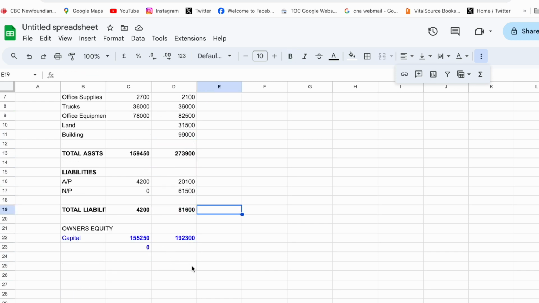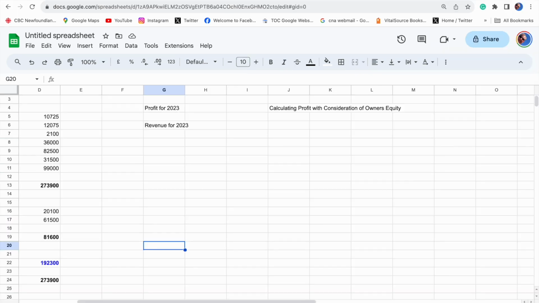Our capital, by definition, then, must be 192,300. Again, assets minus liabilities will give us 192,300. So the next part of the problem asks us to calculate the profit. Okay, what is exactly the profit? Let's see what we got in terms of information.